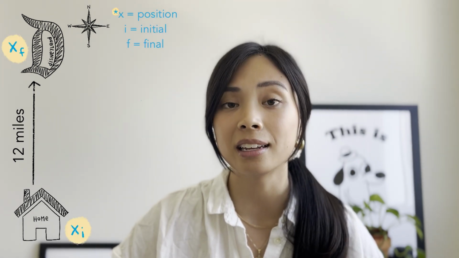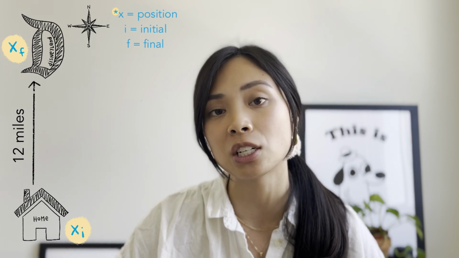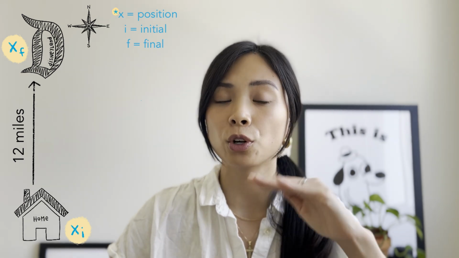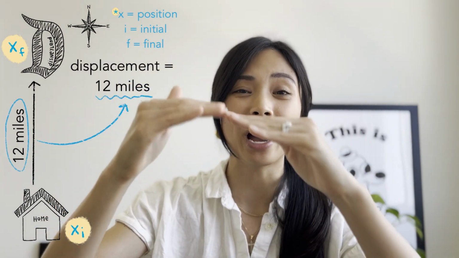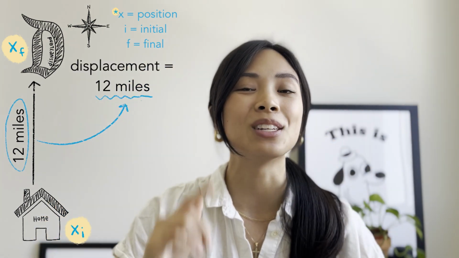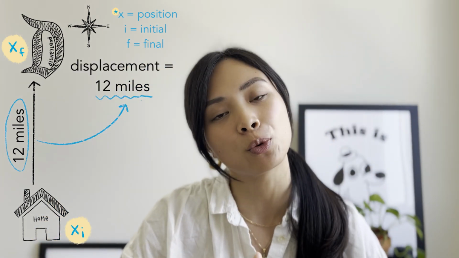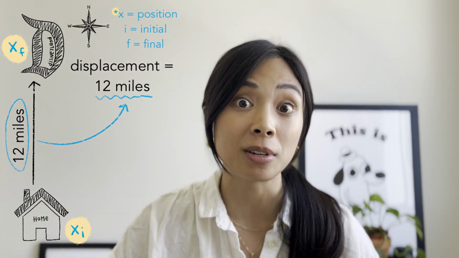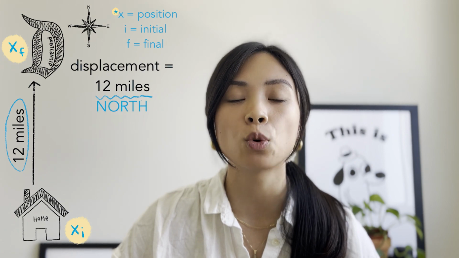But what about displacement? Displacement's a little bit different. Again, it's a change in position. And it is a vector quantity, so that means that we need to include direction. So the displacement from your home to Disneyland would be 12 miles. That's only the magnitude, and it's in which direction? If you remember from earlier, we said that it was north of your home. So in order to fully describe the displacement, you would say 12 miles north.